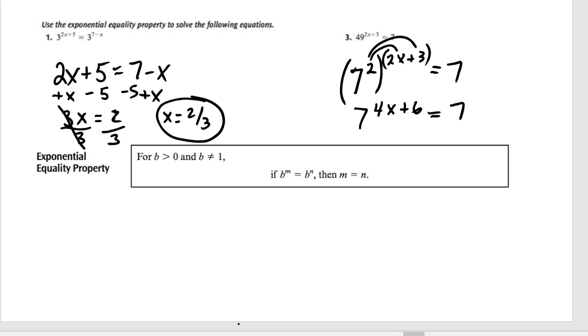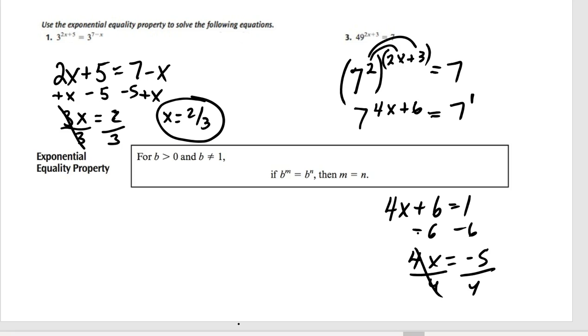Now, our 7 on the right does not have an exponent. When we don't have an exponent, we know it's really a 1. So this will become 4x plus 6 is equal to 1, which I can solve because it's a simple linear equation. And I'll get x is equal to negative 5/4.